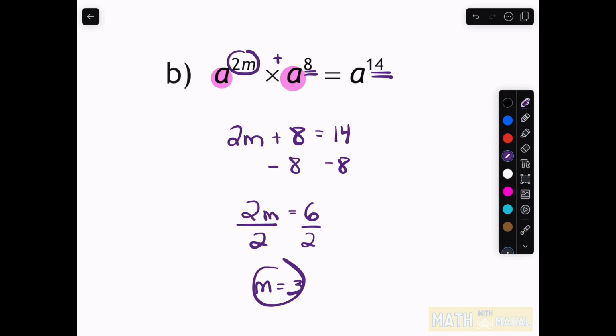And we can always go back and check it, right? So 2 times m, if m is 3, would be 6, and this would be 8. And so we know if we add those together, that would definitely give me 14.